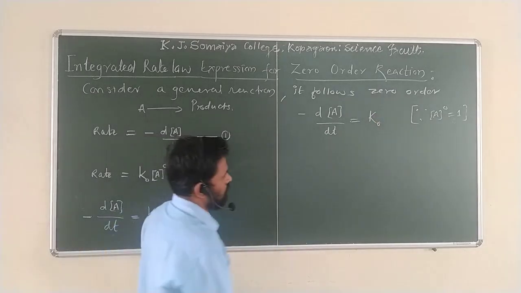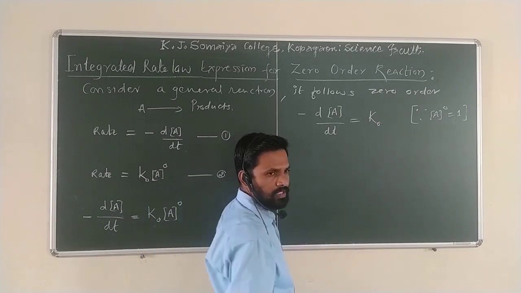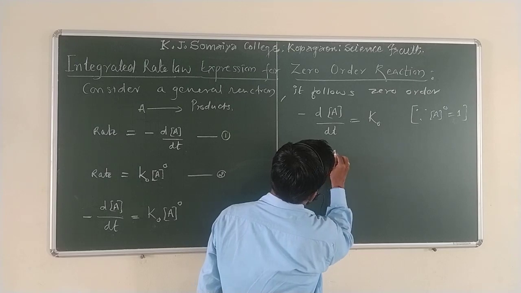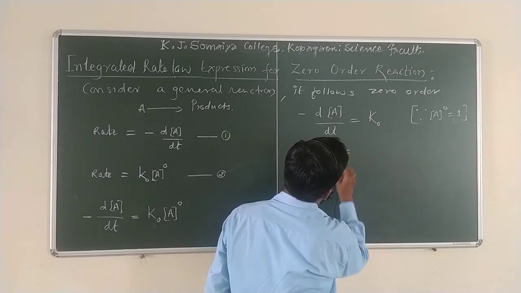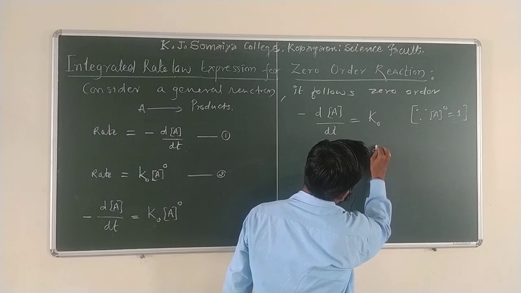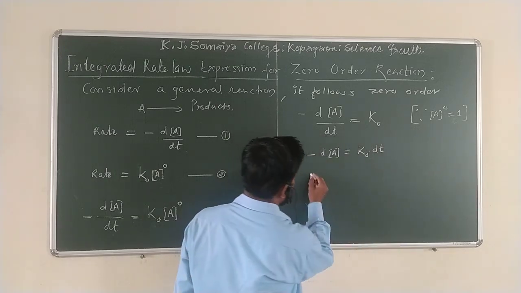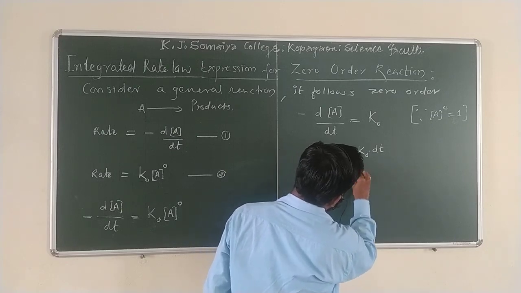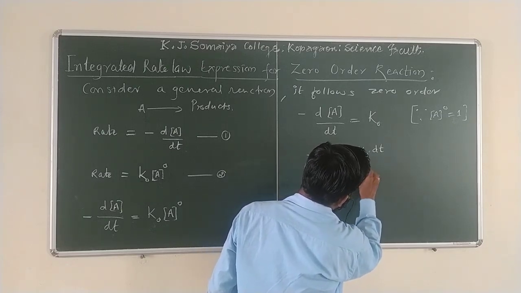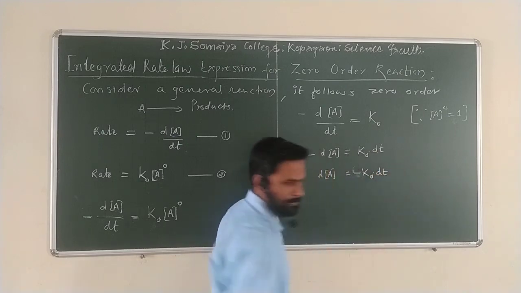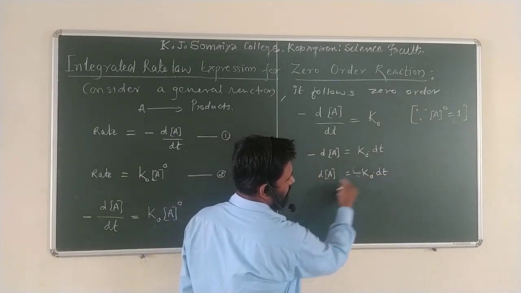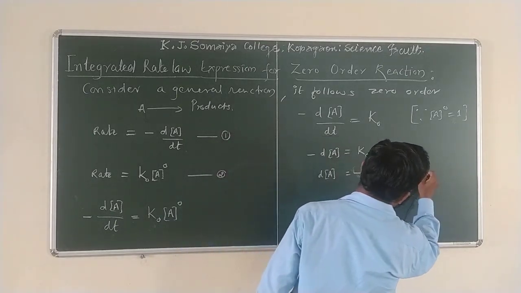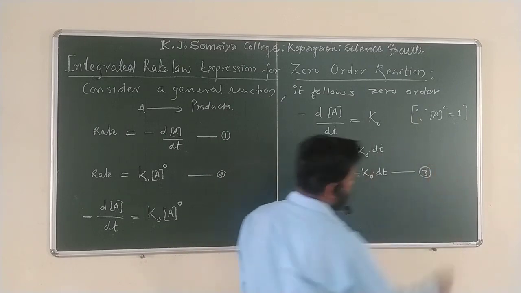Getting my point? So now what can we do? Now we can just rearrange these things. Minus dA is equal to K0 dt, or can I write dA is equal to minus K0 dt. What I did here is just take the negative sign to the right hand side. Now this is very important. Say this as equation number 3.